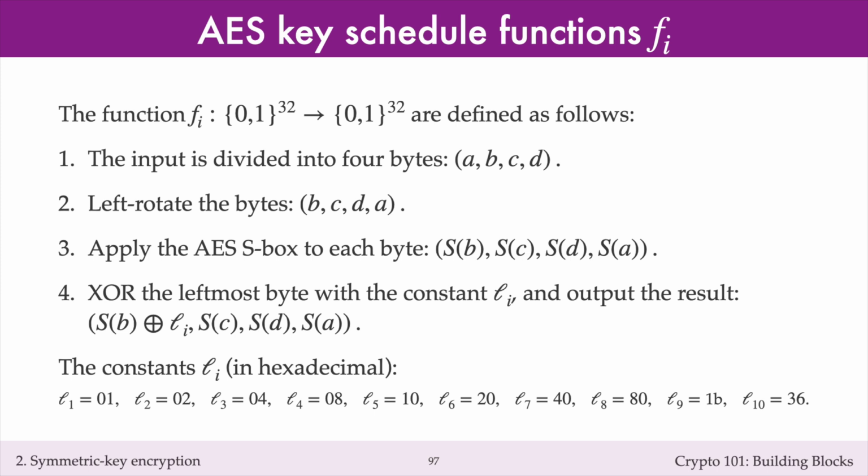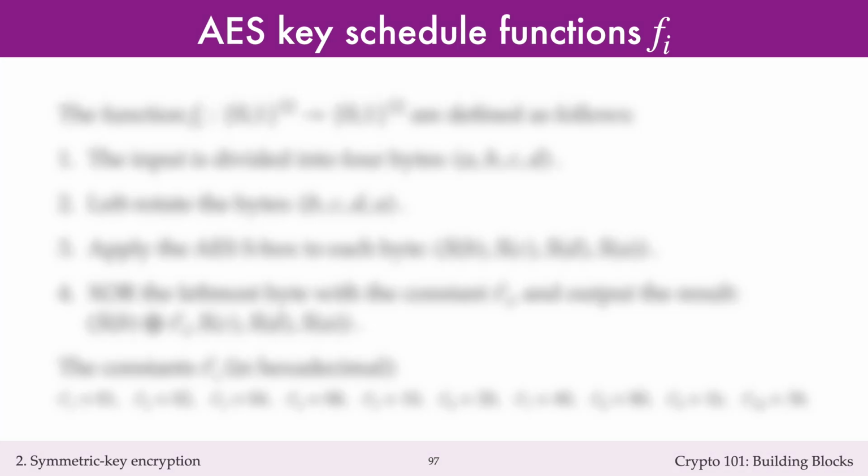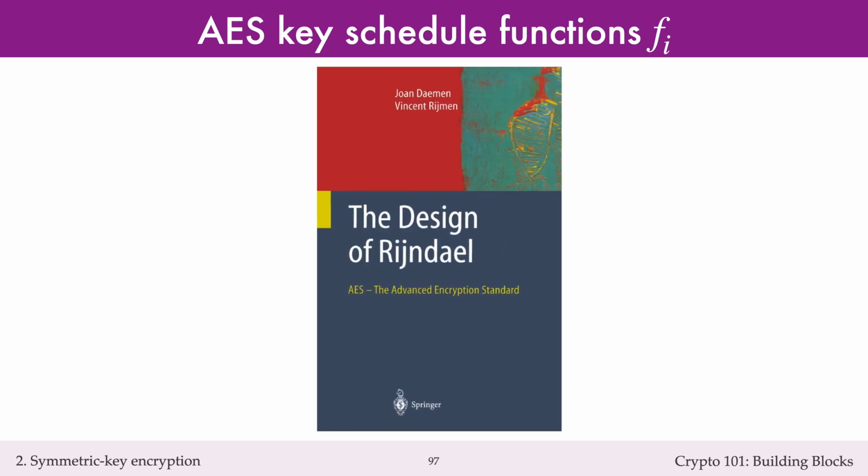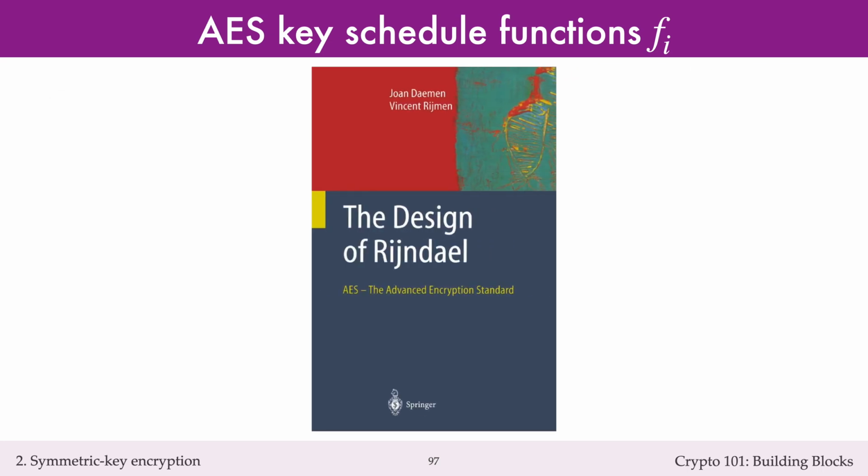Here are the 10 constant bytes Li, from L1 up to L10, one constant for each round of key scheduling. This completes my description of AES. A lot of thought and analysis went into the design of AES. If you would like to learn more about this, you should read the book The Design of Rijndael, written by Joan Daemen and Vincent Rijmen, the designers of AES.